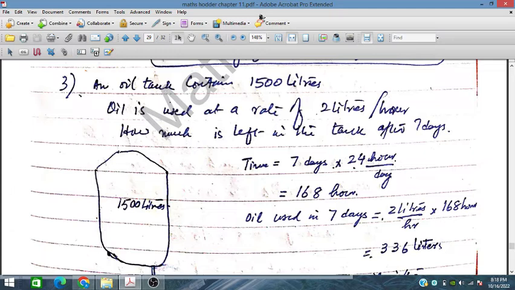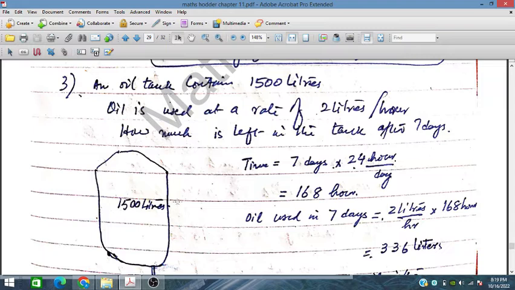An oil tank contains 1500 liters. Oil is used at a rate of 2 liters per hour. How much is left in the tank after 7 days? This fuel is being consumed all the time at the rate of 2 liters per hour. So 7 days is 7 times 24 hours per day, so the number of hours in 7 days is 168 hours.